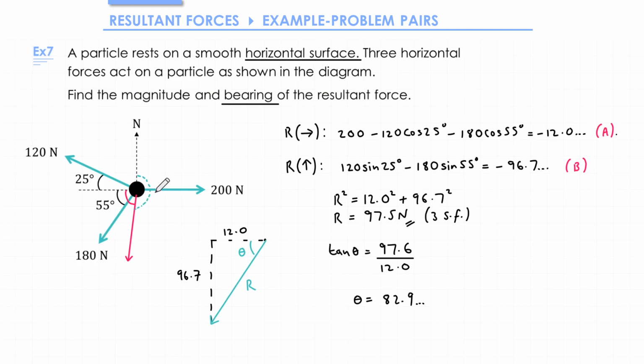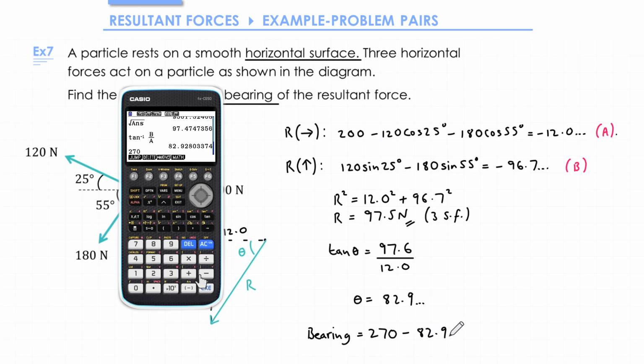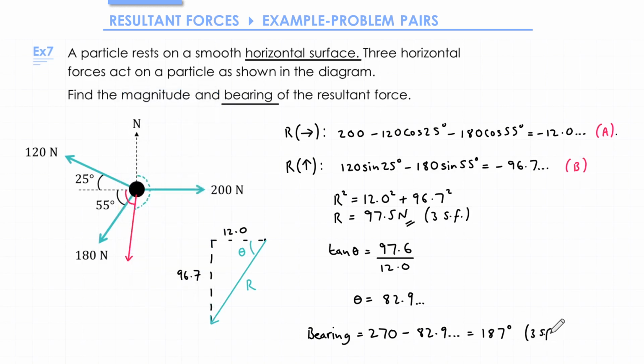So there are different ways of getting to the answer. What I'm going to do is use the fact that if I go 3/4 of the way round, that will be 270 degrees. But that's too far. I need to go back the distance that I've travelled for this angle here, 82.9 degrees. So in this case, my bearing will be 270 minus 82.9, which gives me 187 degrees if I round to 3 significant figures.